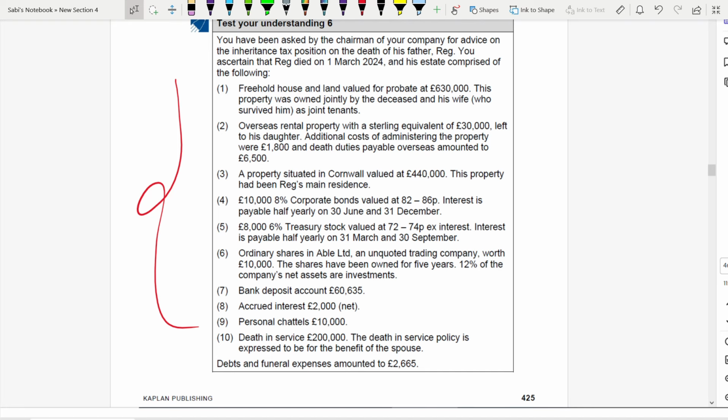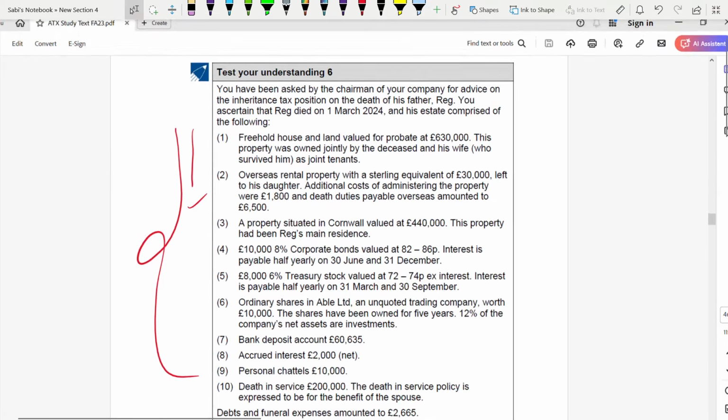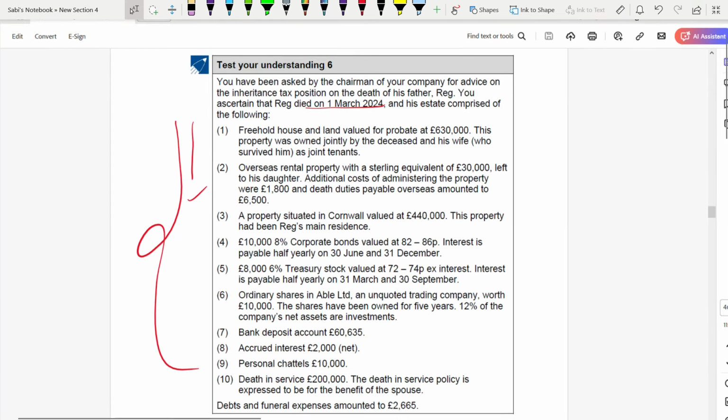How will you do it? It's given in order, just follow the chronological order. So your estate will be prepared: 1 first, 2, then 3rd item, 4th item, 5th item, like that. Okay, so we'll read one by one. Now, this person died on 1st March 2024, leaving the estate of the following. Okay, so now, first one, freehold house and land valued for probate at 630.